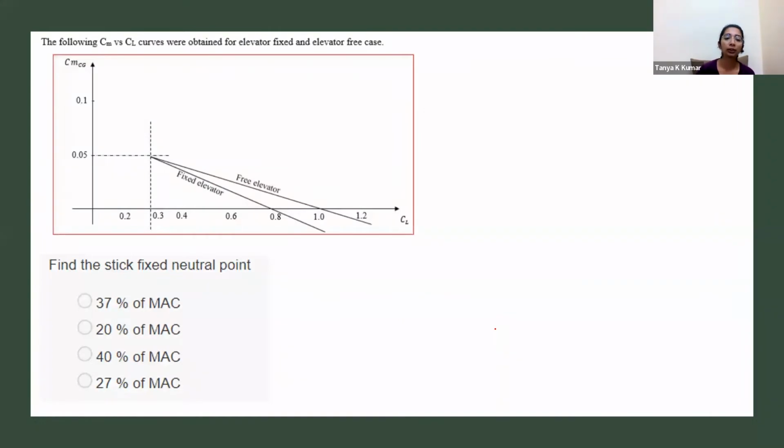And the first question is, how do you find the stick fixed neutral point? How do you find neutral point? Neutral point is defined using your slope, DCM by DCL. So this is the equation to find out neutral point.